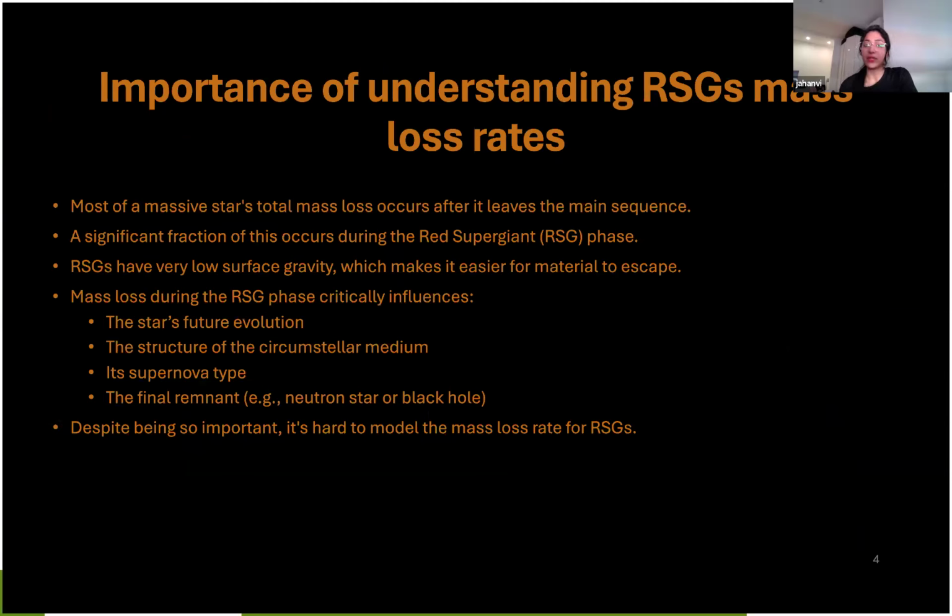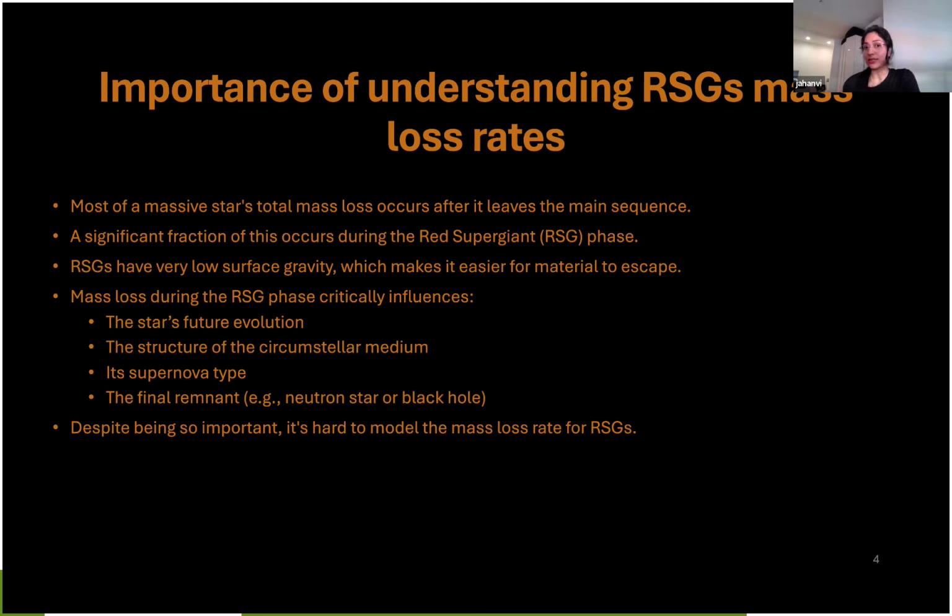Why is mass loss important? Because we know that most of the mass that a star loses is when it leaves its main sequence. And not all stars will go directly into the red supergiant phase. The initial mass of the star should be around 8 solar masses for it to go to the red supergiant phase. And when it goes into the red supergiant phase, it loses a huge amount of mass during that period. And it's easy for it because one of the reasons is that red supergiants have very low surface gravity, which makes it easier for the material to escape the star.